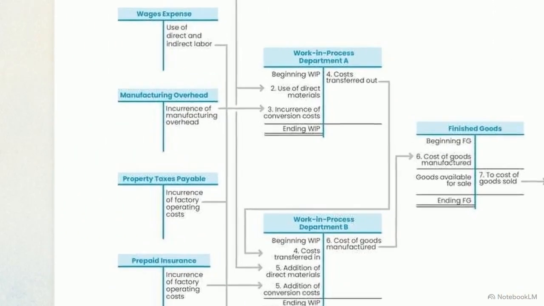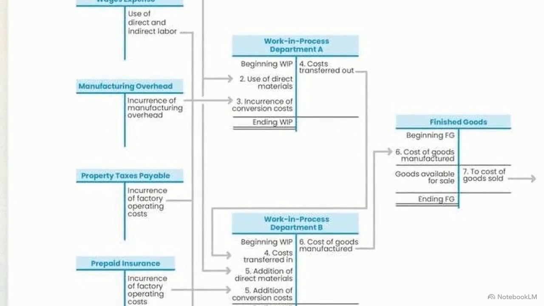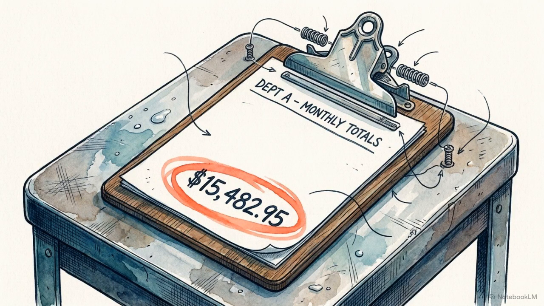These resources are then fed into the first stage on the factory floor, represented here by the work-in-process account for Department A. Step 2 requires that the actual direct materials used by this specific department are added to the left side of its T account, increasing its balance. For Step 3, the aggregated conversion costs consumed by this first department are added directly beneath those materials in the same account. Department A's T account now holds the total actual costs incurred during the very first phase of manufacturing.